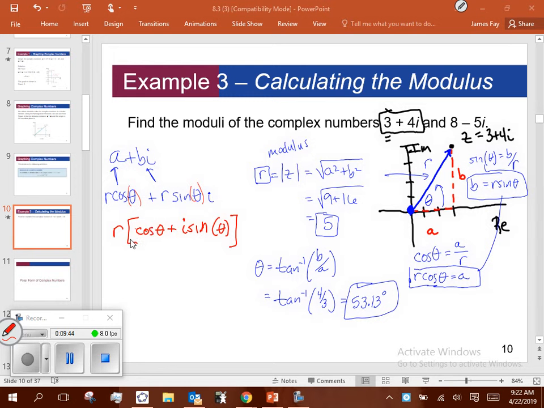And that is the preferred way that WebAssign is going to ask you to rewrite your rectangular complex numbers in regards to their polar form. But there's a way that we write it by hand, and the way that I'm going to verbalize this a lot quicker, a lot more efficiently.